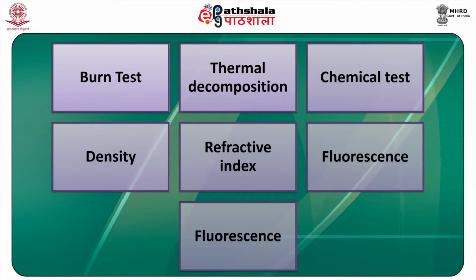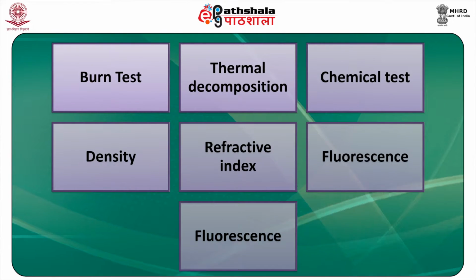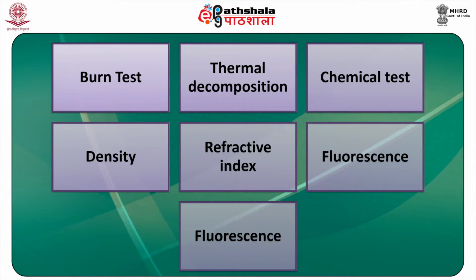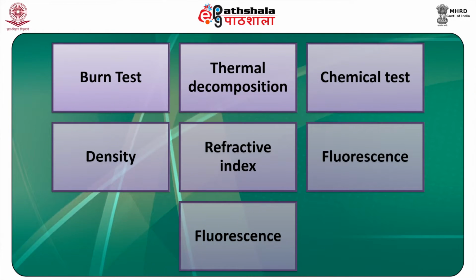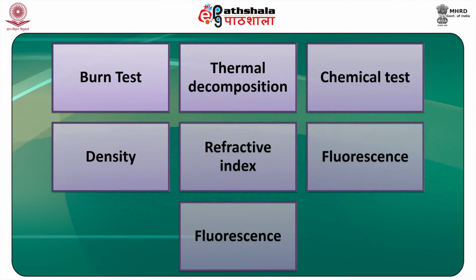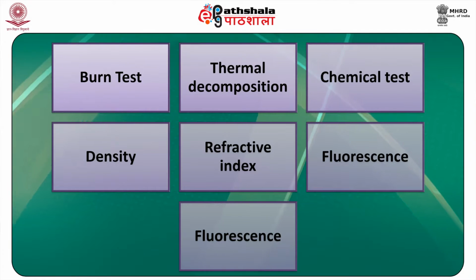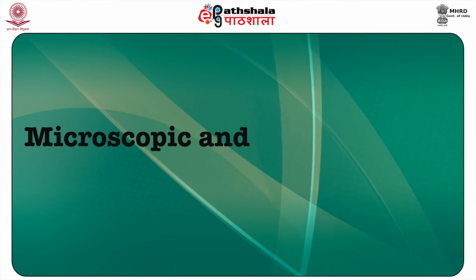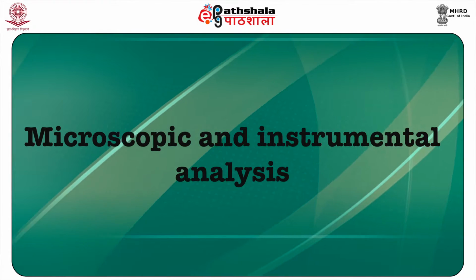Next comes the fluorescence. Some fibers will fluoresce when exposed to UV light. Laundry soap and some bleach agents have whitening agents that cause blue light to be reflected, making it appear whiter. Dyes: investigators use a fabric to see if it accepts a particular dye so as to identify and compare it to the unknown sample. Then we will study the microscopic and the instrumental analysis.